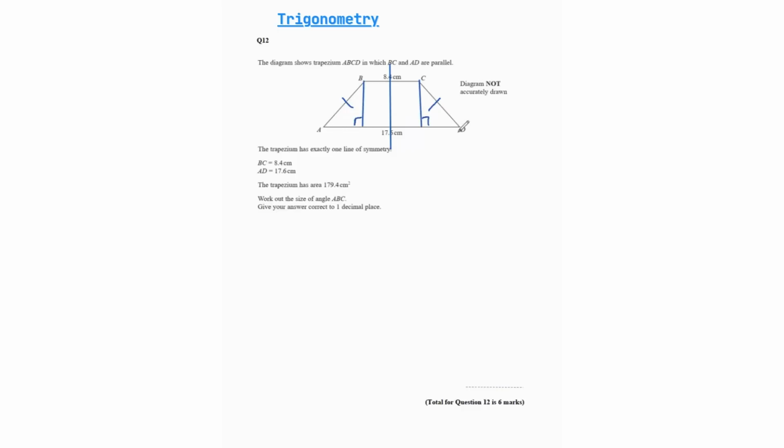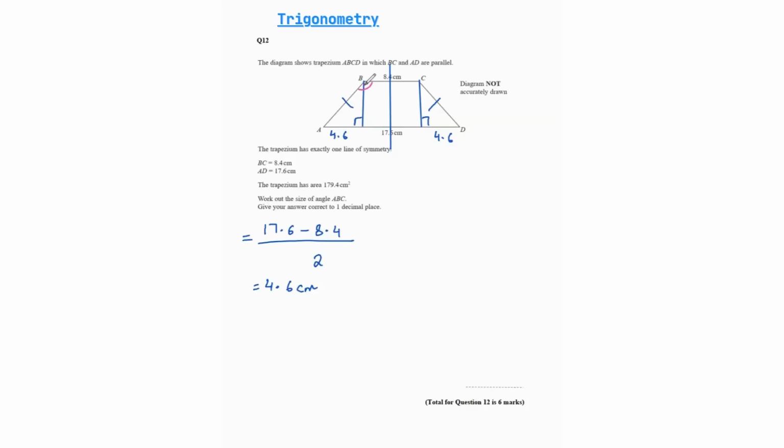Now, if the total length of AD is 17.6 and a part of it is BC, which is 8.4, we can easily find these two lengths. So if we do 17.6 minus 8.4 and then divide by 2, that is going to give us 4.6 centimeters, which means this part is 4.6 and this part is also 4.6. Now they want us to find the angle ABC, which is basically all of this.